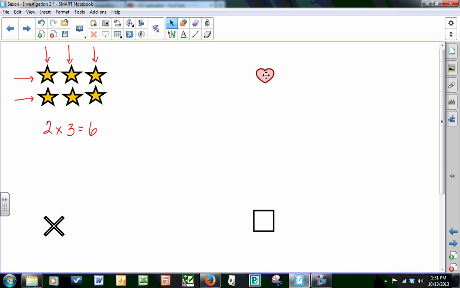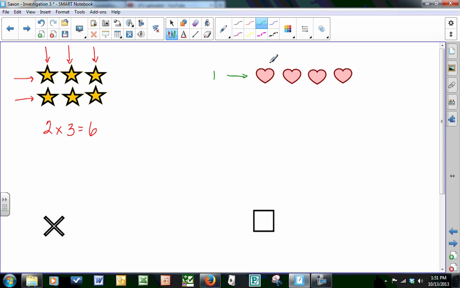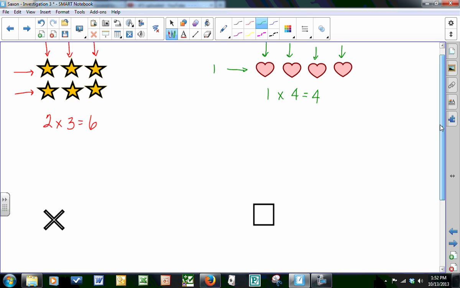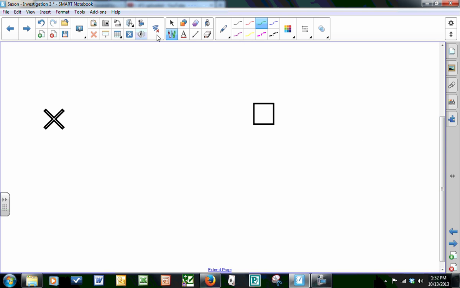Okay, here's 1, 2, 3, 4. And what is shown in this array? Well, you have only 1 row, but you have 1, 2, 3, 4. You have 4 columns, so that's 1 row times 4 columns. 1 times 4 equals 4. That's the multiplication problem shown in that array.